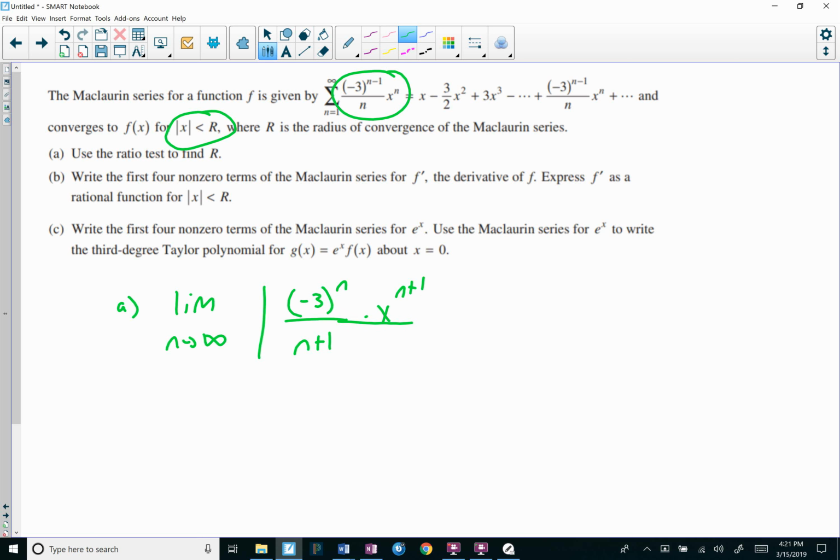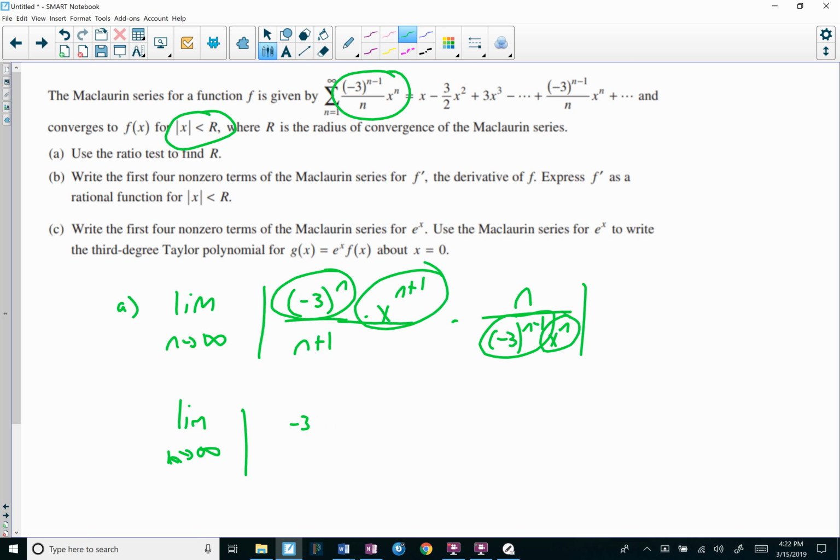I'll go ahead and put that all in one fraction, divided by the x to the nth term. I'm going to multiply by the reciprocal. That'll give me an n on the bottom, and then negative 3 to the n minus 1 times x to the n in the denominator. Okay, so let's clean that up. Now, when we divide these two, you subtract the powers. So subtracting, you have n minus 1, minus n, just gives me negative 3, right? The x powers reduce out to be just x.